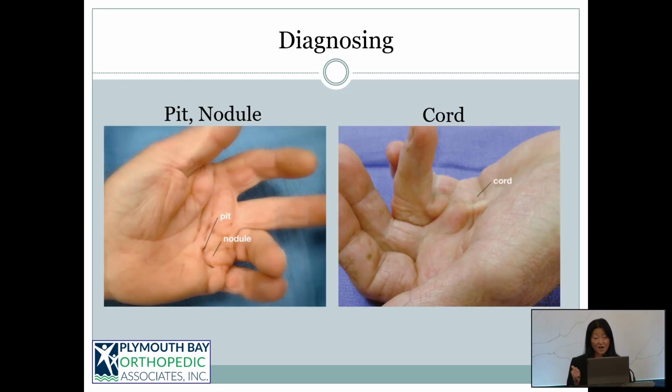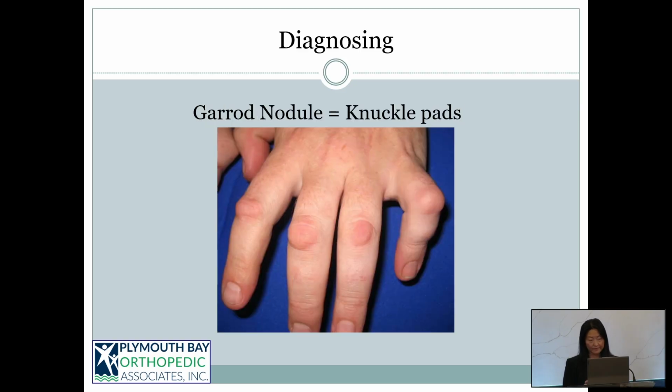But on exam, this is what you see. So you see these pits and nodules forming in the palm itself. And then you can also see these cords that happen, and it literally looks like a rope or a tendon almost underneath the skin, and that's what pulls the finger down. Some people will also develop these nodules over their dorsal PIP joints. They're called Garrod nodules, but they're just these fibrotic nodules that are there.